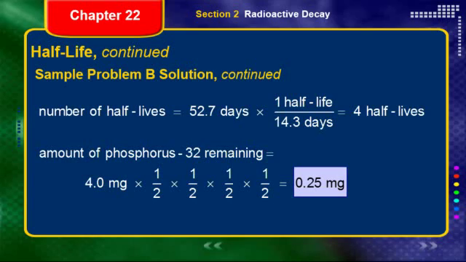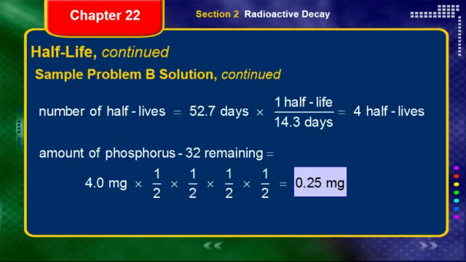And so if we're starting with 4.0 milligrams, we have 4 half-lives. For each one of these half-lives, we're multiplying the total amount present by 1/2. So we're going to multiply by 1/2 4 times. Now, you can consolidate this, 2 times 2 times 2 times 2, so that would be 1/8.